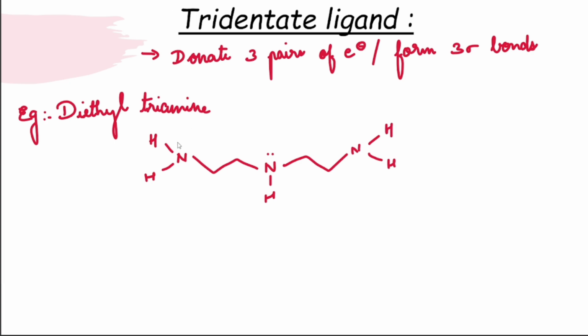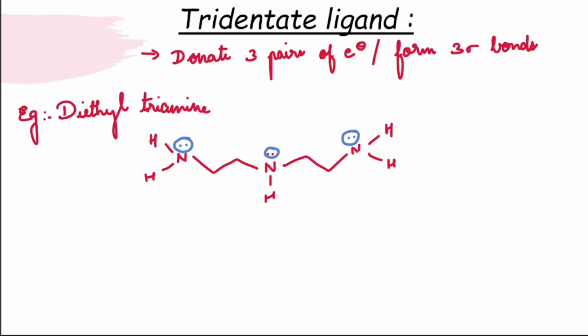So if you notice the structure, we have three lone pairs on the nitrogen, right? So these donate three lone pairs of electrons. So this is the reason this comes under the tridentate ligand.